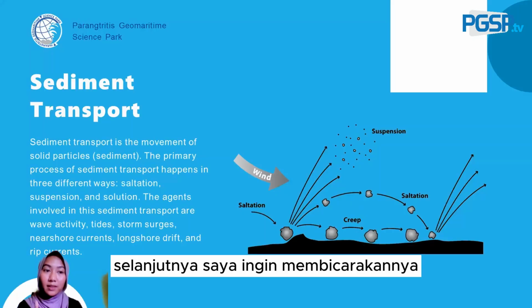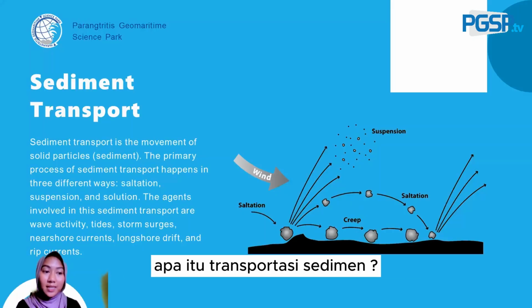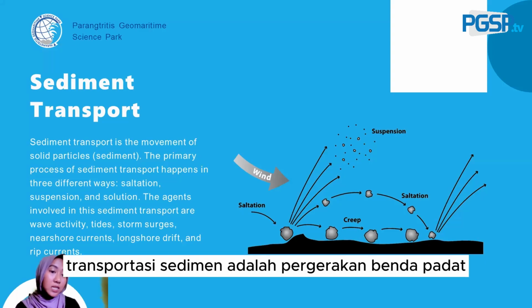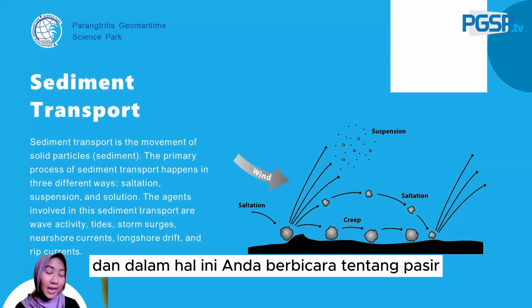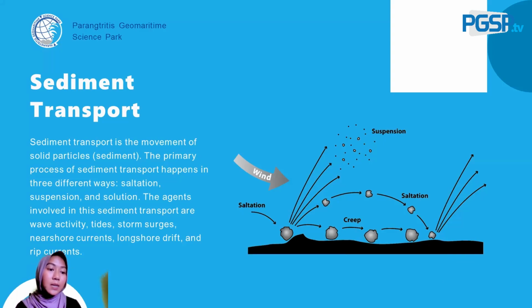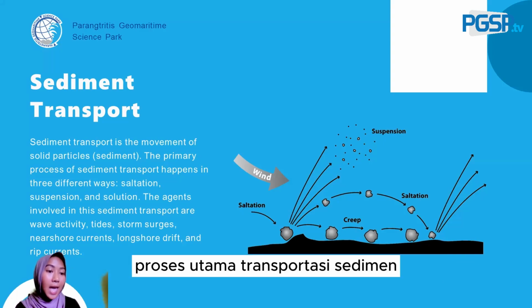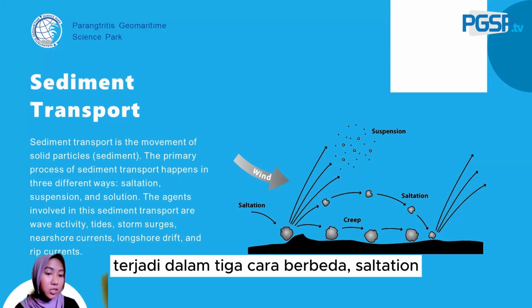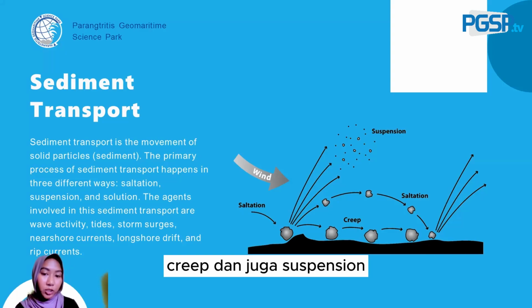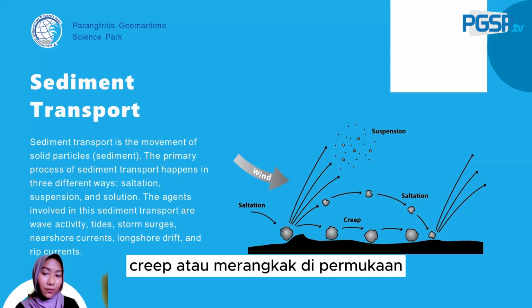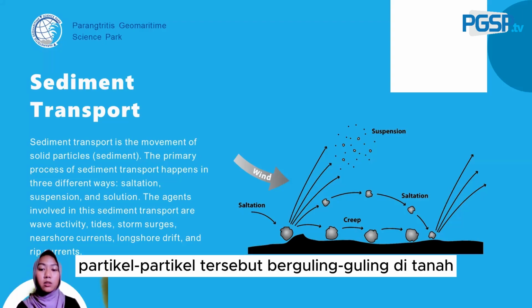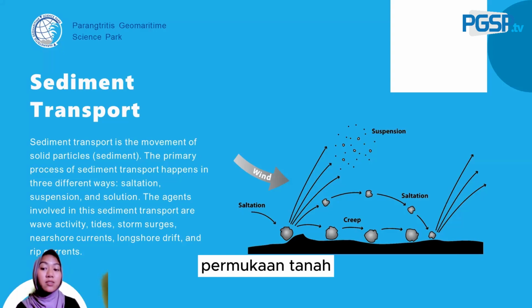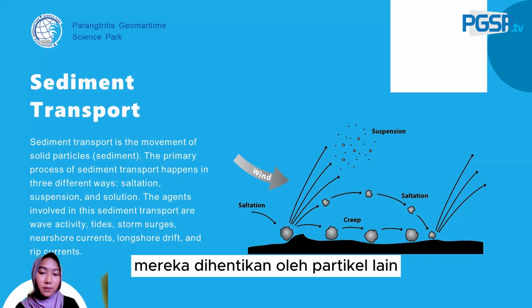Next, I would like to talk a little bit about sediment transport. What is sediment transport? Sediment transport is the movement of solid particles or sediment, and in this case, we are talking about sands here in Parangtritis. The primary process of sediment transport happens in 3 different ways: saltation, creep, and also suspension. Creep or surface creep happens when the force of the wind causes soil particles to roll along the soil surface until the wind slows. They are stopped by other particles.